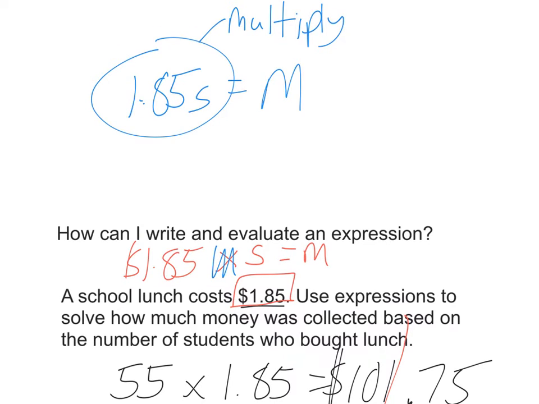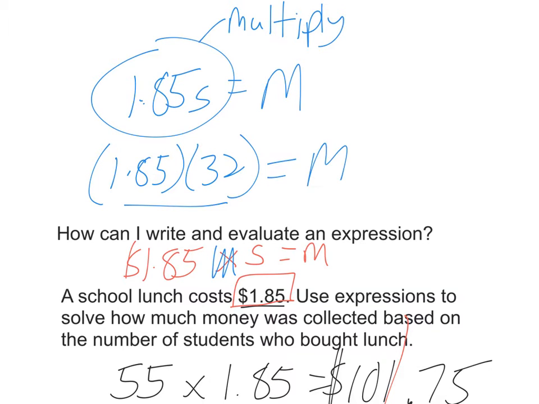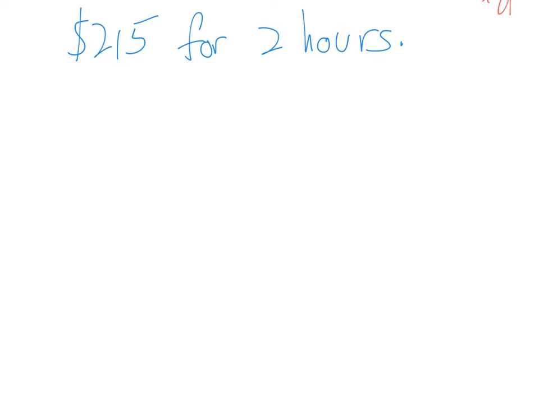In this case, we may not know it, but say I give you another example where I say there were 32 students. So you do 1.85, and parentheses can also indicate that, times 32. That indicates multiplication. Now I actually would multiply these out, and that would give me M, my answer, the amount of money collected.